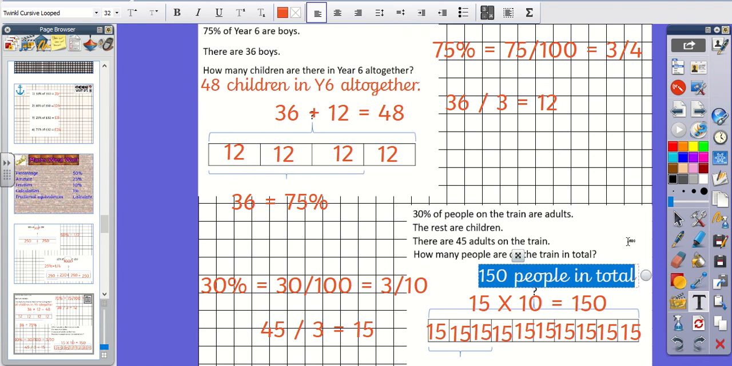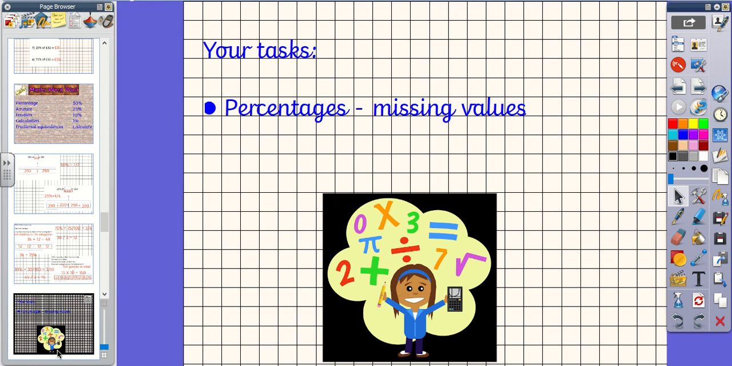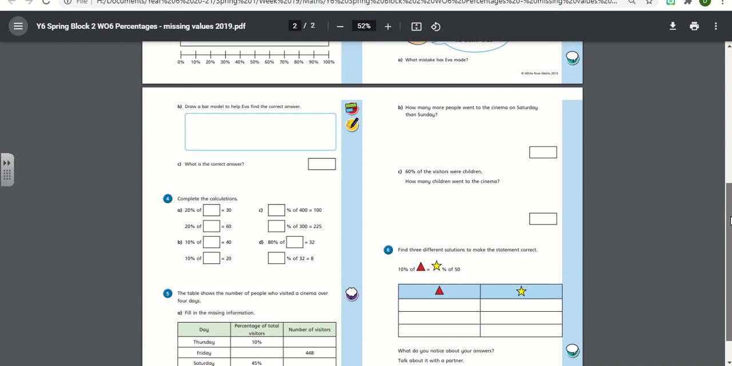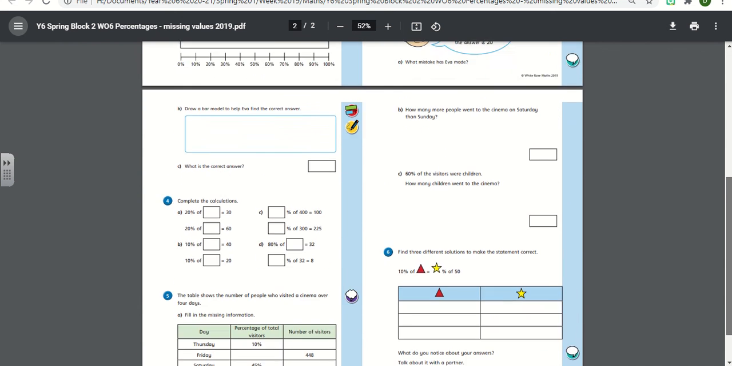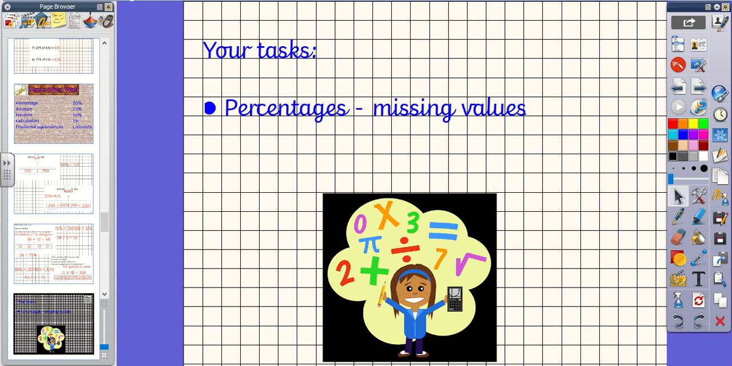Okay, so as I said, it is a little bit tricky today, but use all of your knowledge of fractions and percentages to help you. If you want to draw out bar models, that's absolutely fine. So your work today is percentages, missing values. You have got the bar models to help you, but then some questions you haven't, so you may wish to draw those out yourself. Okay then, so pause this video here please and complete your first set of questions. Come back when you are ready to do problem solving and reasoning.